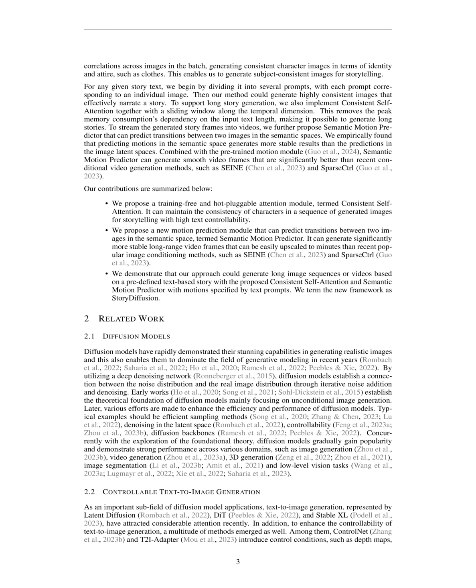Additionally, the method proposes a semantic motion predictor for video generation to predict transitions between two images in the semantic space, aiming to generate smooth video frames with significant improvements over existing conditional video generation methods.